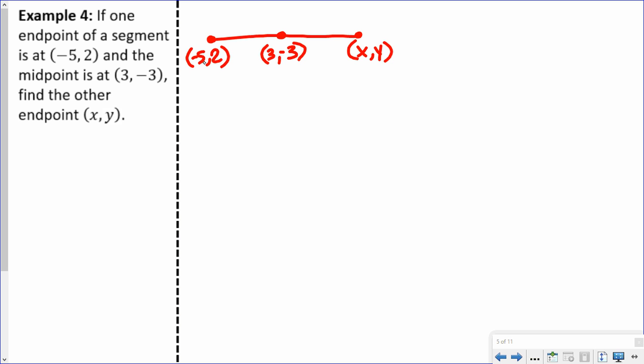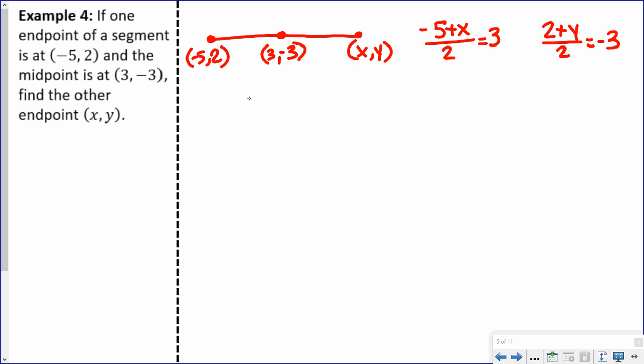One choice is we could set up two equations, where I take this x plus this x, so -5 plus x divided by 2, and that has to equal the x value of the midpoint. Then I would solve: multiply by 2, add 5, and that would give me my x value. For the y's, add the y values, 2 plus y divided by 2, and that has to equal -3. Then multiply by 2, subtract that 2, and that would give you your y. So that's one way you could do it.